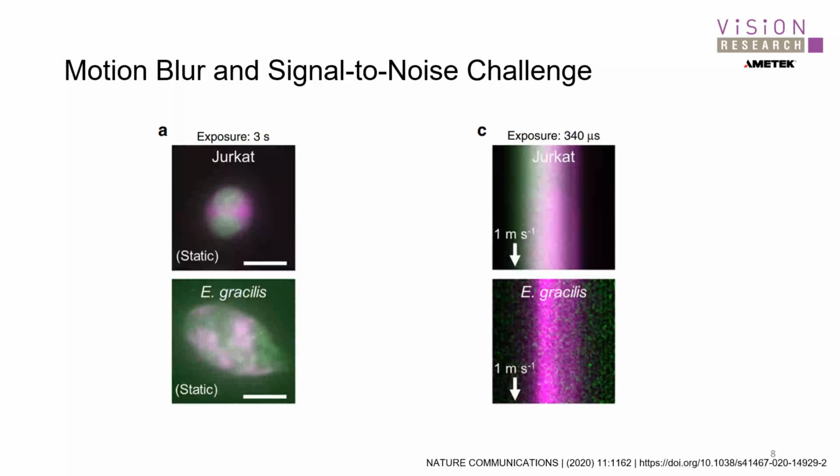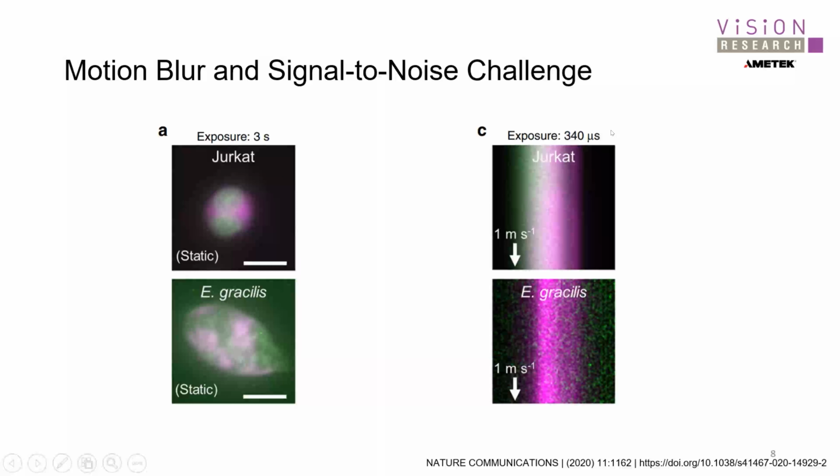So if you even lower the exposure substantially down to 340 microseconds, this is the amount of time the pixel is open to collect light, you see that you have pretty dramatic motion blur. This is good information to tell you what fluorescent information is there, but you get no information about the morphology or shape of that cell. So you get horrible motion blur.